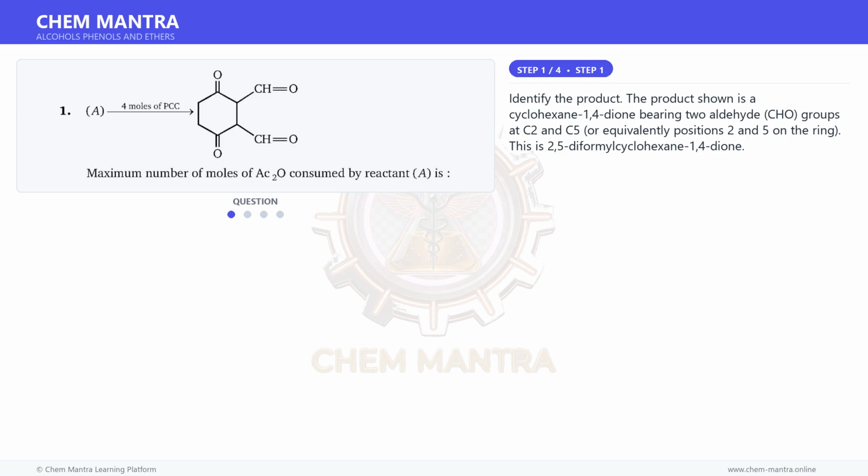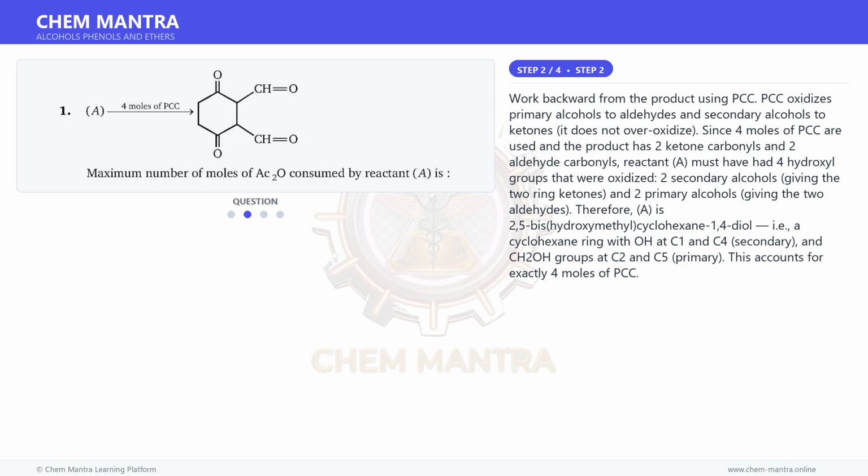Identify the product. The product shown is a cyclohexane-1,4-dione bearing two aldehyde, CHO, groups at C2 and C5, or equivalently positions 2 and 5 on the ring. This is 2,5-diformylcyclohexane-1,4-dione. Moving on to the next step.